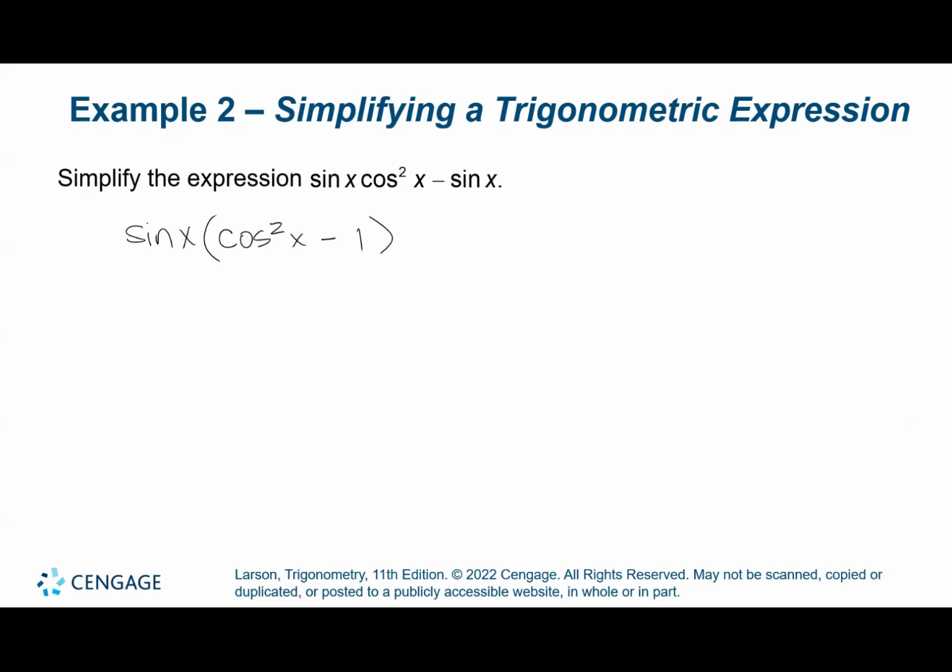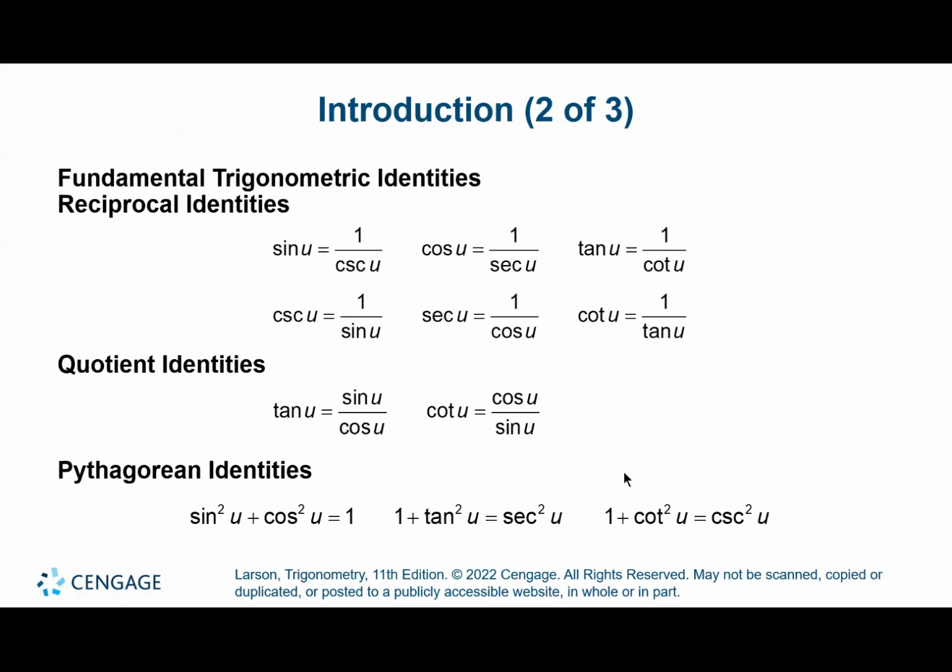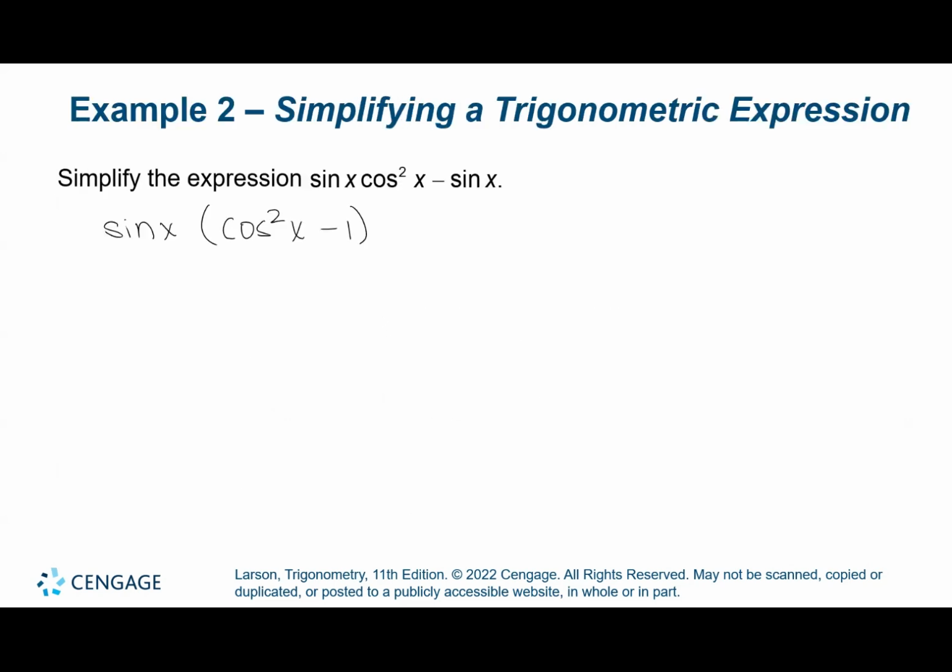Now, I'm not going to stop here because I do see a relationship on the inside there that comes from one of my identities. So let me go back to the identities. Looking at these Pythagorean identities, I've got this one that has sine squared plus cosine squared equals 1. And I'm going to use that one. So even though it's not exactly what shows up in my problem, you can see that I can manipulate this equation here to make it look like what I have. Okay, so our identity says sine squared plus cosine squared equals 1. And this is in there. So let's see how we can get it.